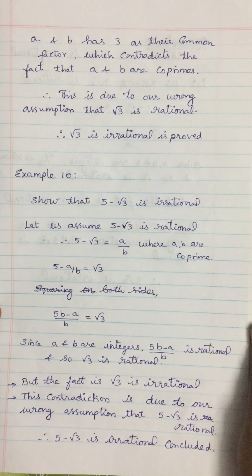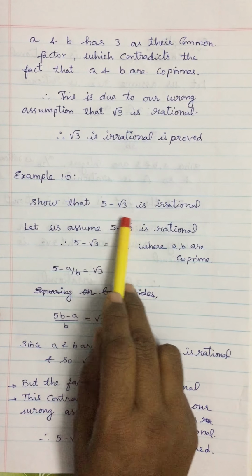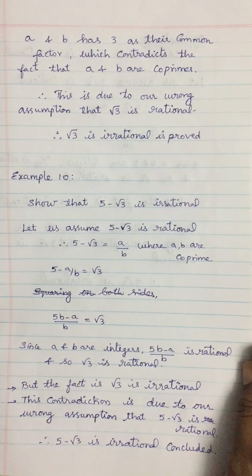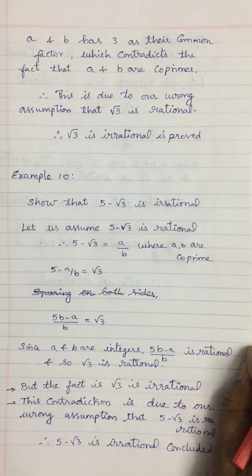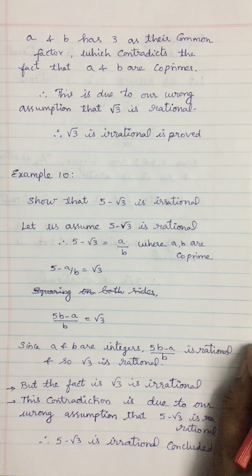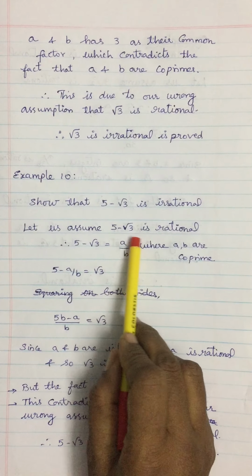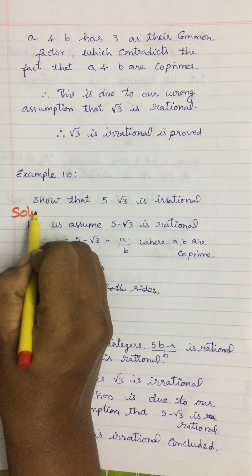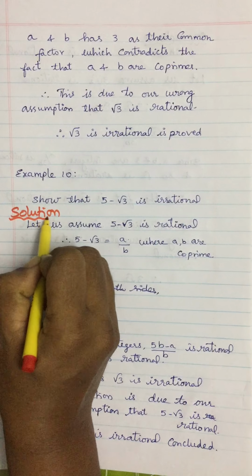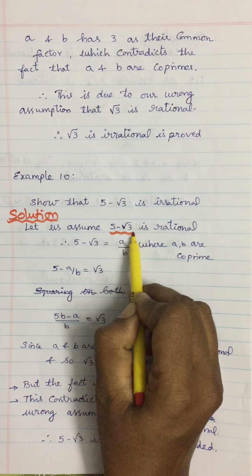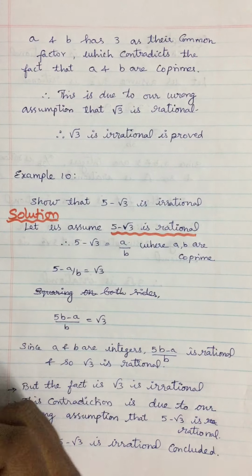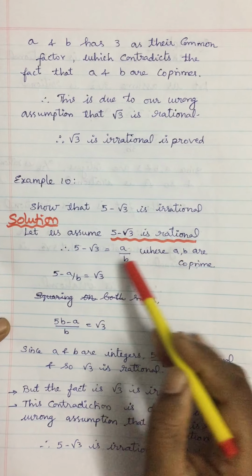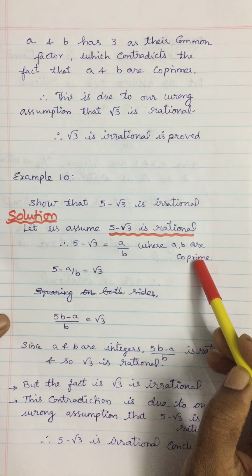Coming to example 10, show that 5 minus root 3 is irrational. So this proof is very simple when compared with the previous problem, but the procedure is quite the same. So let us assume 5 minus root 3 is rational. Rational number means you can write it in the form of a by b. Again a and b are co-prime.